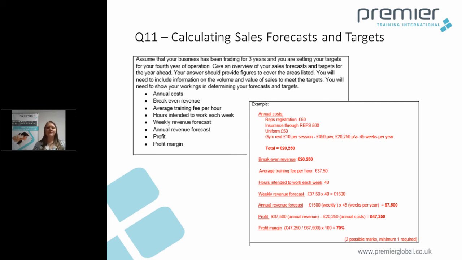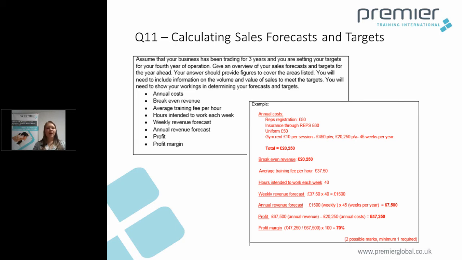Next, you need to work out what your average training fee is per hour. Now, again, all of this is explained in the manual if you do need to come back and have a look. So the example here is £37.50. So this person has worked out on average, that's what they will earn per hour. They've also indicated that they intend to work 40 hours per week. So assuming those 40 hours are at the average fee of £37.50 per hour, we multiply them together, which gives a weekly revenue forecast. So this person is likely to earn on average £1,500 per week. Now, of course, some weeks may be more, some weeks may be less.